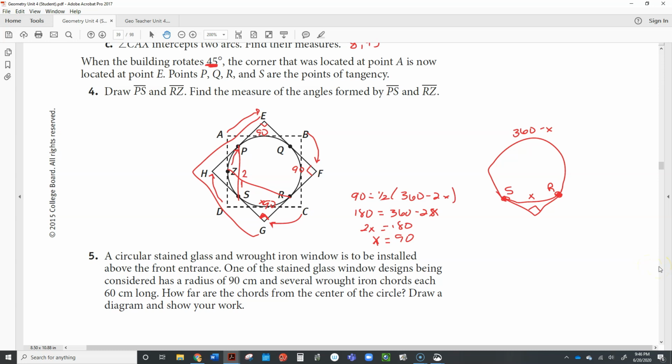Z mapped to P. So that means that piece of the arc is 45 degrees because that's how much they rotated. So the arc from Z to P, since it's kind of like a tracing from Z to P, is 45 degrees. Good grief, this picture's a mess. Let's see. I'm going to delete this, and it's going to delete a whole bunch of stuff. That's okay.